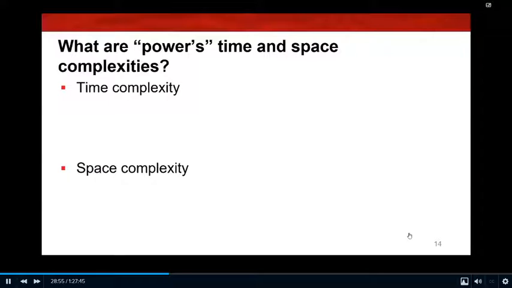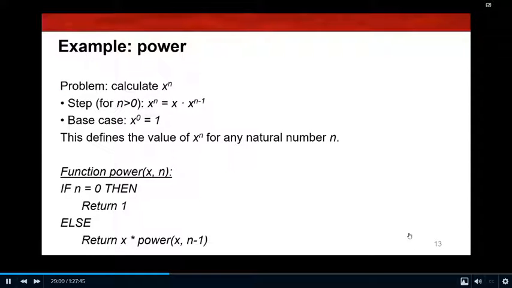What are time and space complexities here? So what is the time complexity for this function power here? Why do you think so? So the suggestion was O(n) squared. Why?